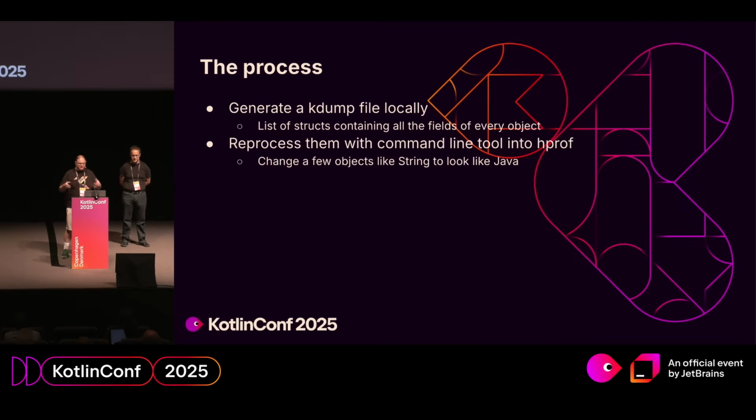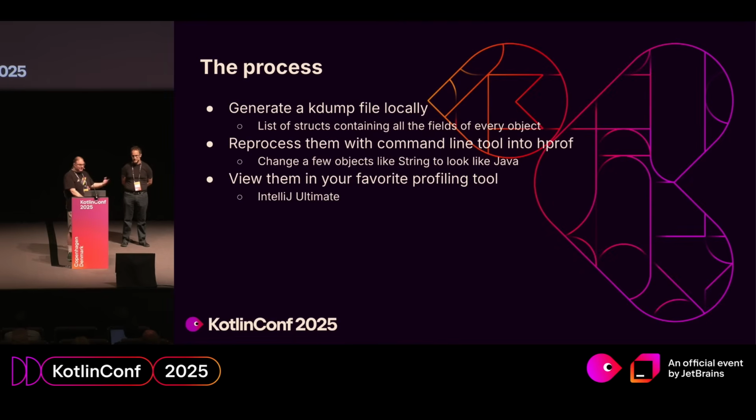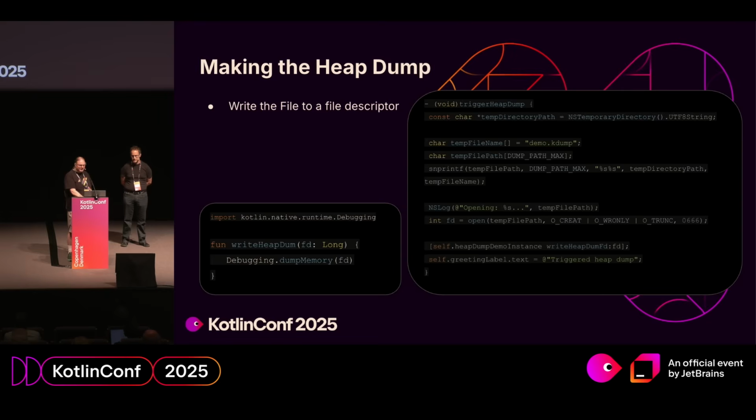The reprocessing does a few things. For example, it changes Kotlin strings and makes them pretend to be Java lang strings, so that the hprof viewer does all its fancy features for visualizing strings and stuff. And then you view it with your favorite profiling tool, like IntelliJ Ultimate. Yeah, I did my plug.